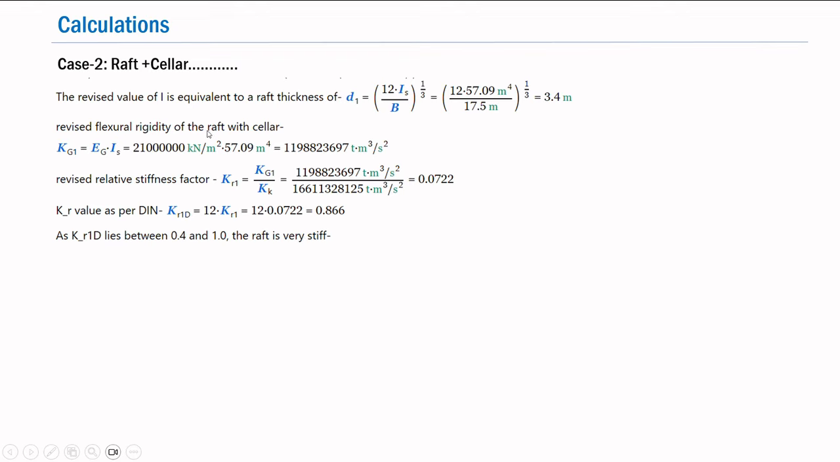So the revised flexural rigidity of the raft, Kr1, can now be readily evaluated as Eg times Is, and is computed, and the value is given over here. Now we proceed to the revised relative stiffness factor in case 2 as 0.0722, and finally the Kr value for the DIN standard is 12 times this Kr1 value, that is 0.866. So using the table, we find that this value lies between 0.4 and 1, and accordingly the raft is very stiff. That means from the medium elastic we come to a classification of very stiff.